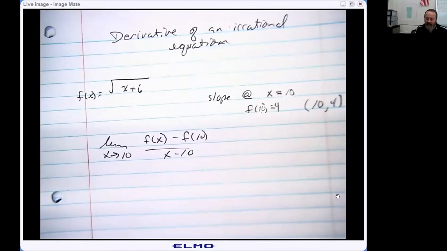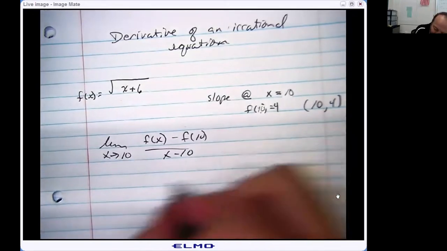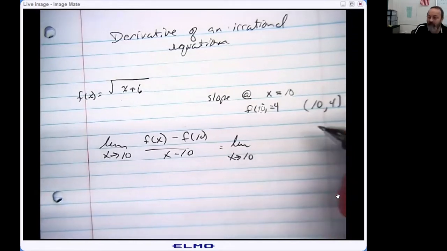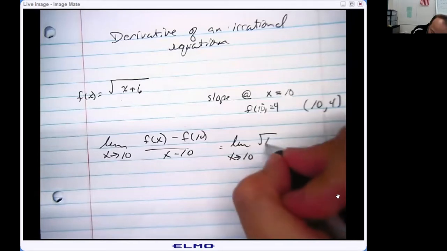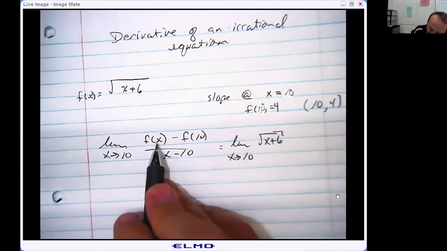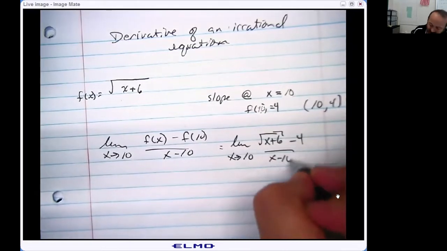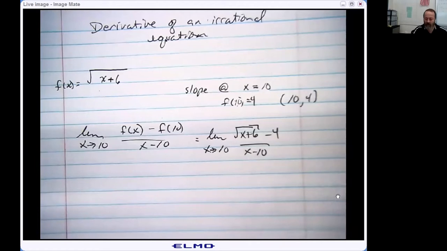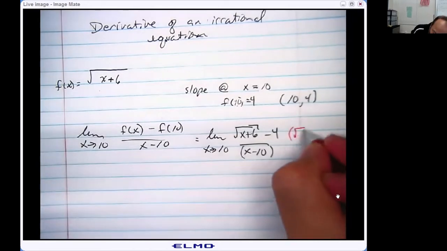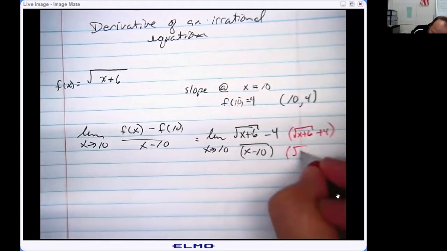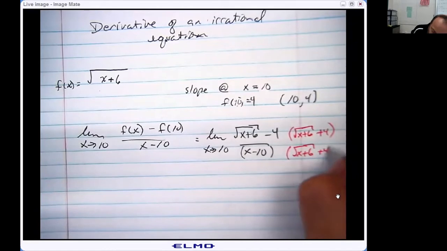Now, in this case, you might feel like that didn't really do that much to help me out, but it's actually quite a lot easier problem than dealing with the h version. So we'll see what happens. So I got root x plus 6, that's f of x, minus f of 10, which we know to be exactly 4, over x minus 10. Now, in this particular story, I would like this original denominator to go away. So what I'm going to do is actually do the opposite of what we would normally do, and multiply by the conjugate of the numerator.